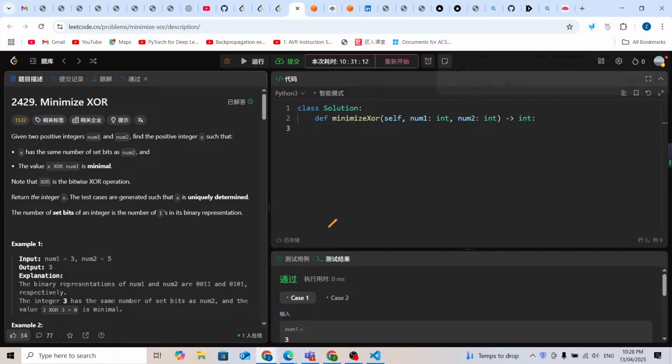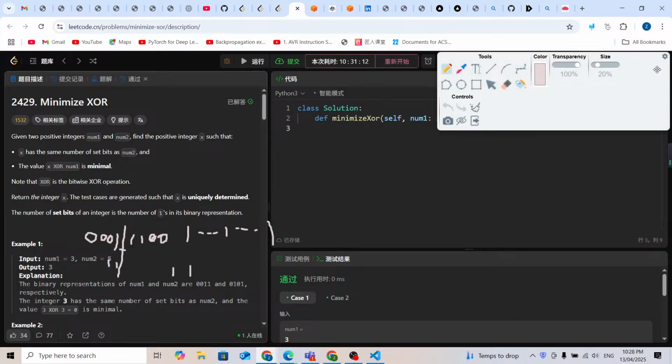For example, if we have the number 3, the binary representation of 3 is 1 1, and we have 2 set bits. In order to make the XOR operation smaller, definitely we're going to choose 1 1. Because 1 1 XOR 1 1 is going to be 0, and that is the smallest. So the final answer is going to be 3. This is the easy case.